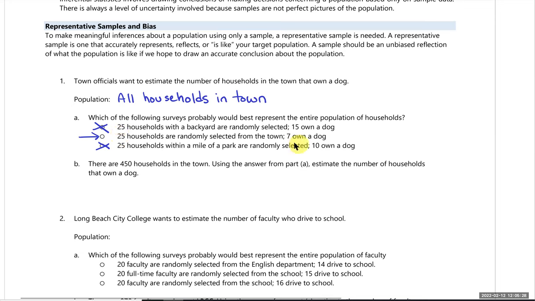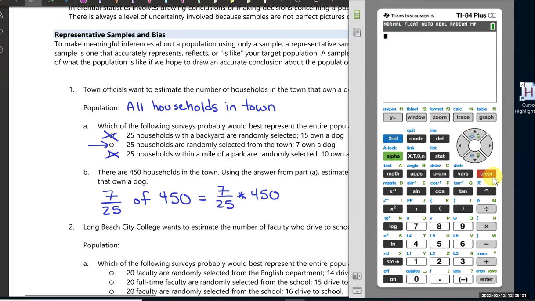All right, so based on this study here, 7 out of 25 own a dog. So that's our proportion that we reviewed. So that fraction of 450 will give me my estimate. So we can do 7 divided by 25. Of is multiply. And I will show you how I enter that on my calculator. So basically, you can just type 7 divided by 25 times 450.